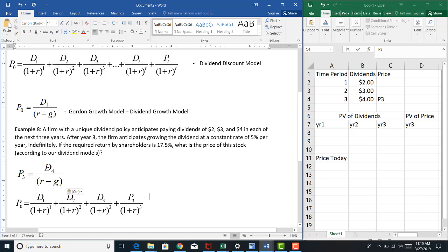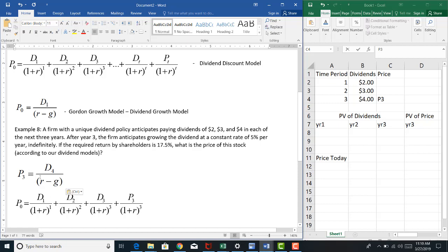So notice that this equation is just the Gordon growth model with one slight change. All I've done is changed the subscripts. In the Gordon growth model, I said that P0 was equal to D1 divided by R minus G. So if that is true, then the price in year 3 is going to be equal to D4 divided by R minus G. So my first step is I'm going to calculate the price of the stock in year 3, given that the dividends begin growing at a constant rate of 5% per year indefinitely.